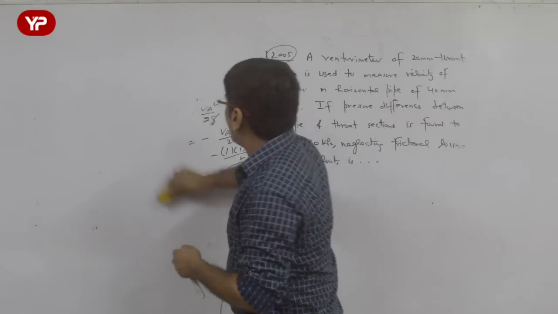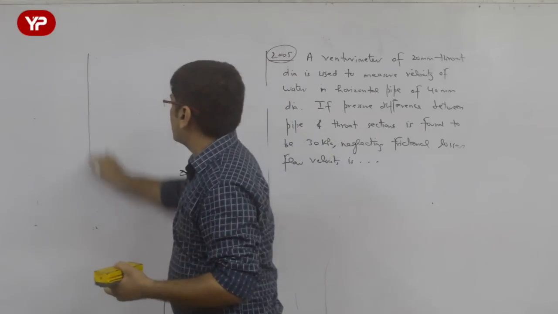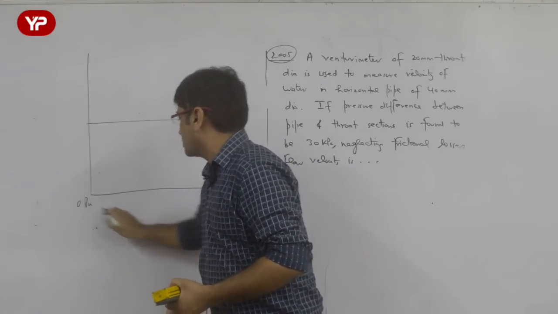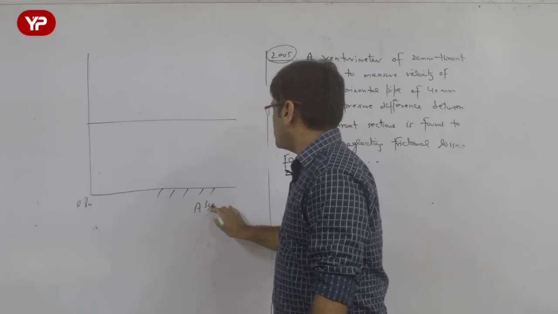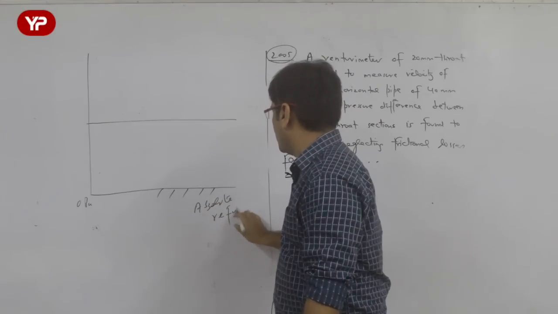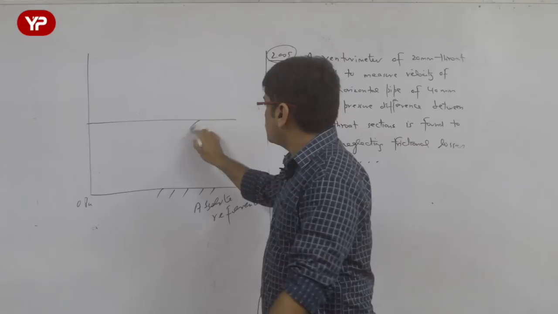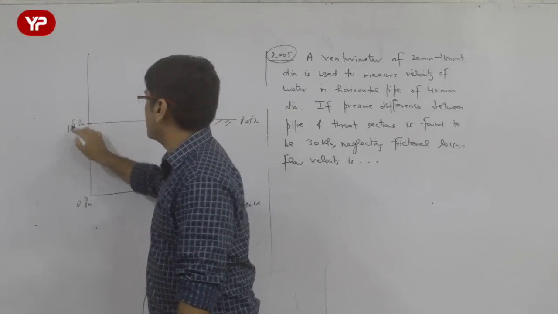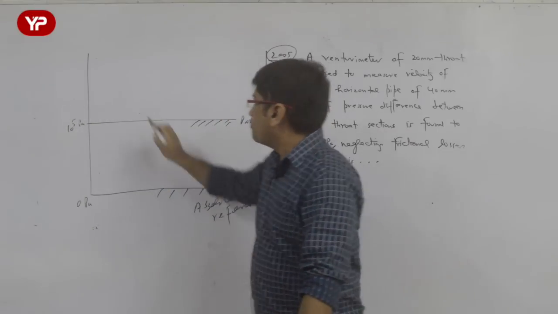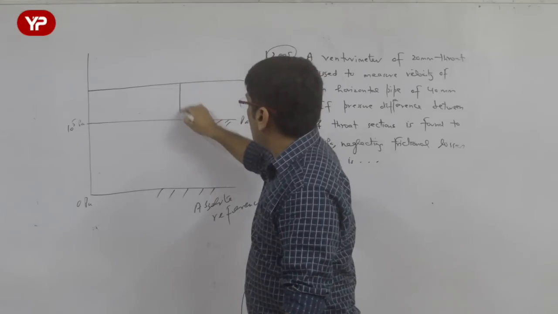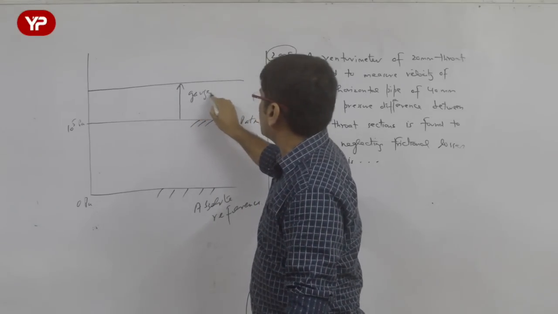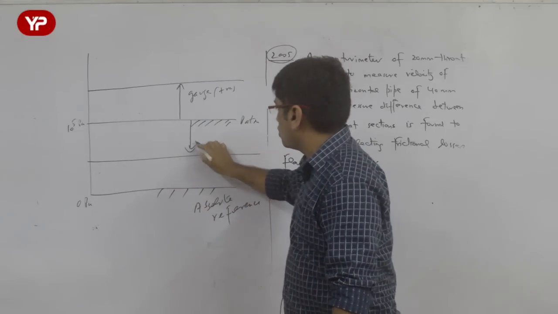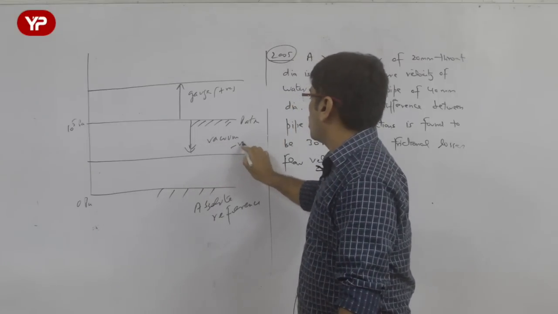Now let me explain the direction of this entire thing. Let us say this is the P is 0 Pascal reference. This is called absolute reference for me, where pressure is 0 Pascal. This one is called atmospheric reference, where pressure is atmospheric pressure, 10⁵ Pascal. Whenever the pressure is more than atmospheric pressure, it is called gauge pressure, and this is the positive side. Whenever pressure is less than atmospheric pressure, it is called vacuum and it is called negative pressure.